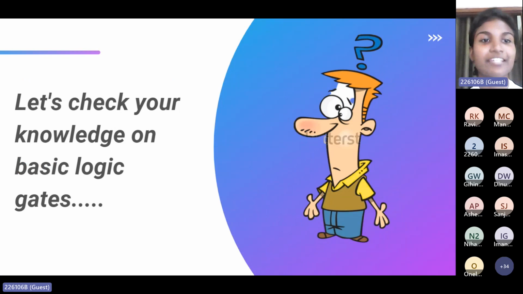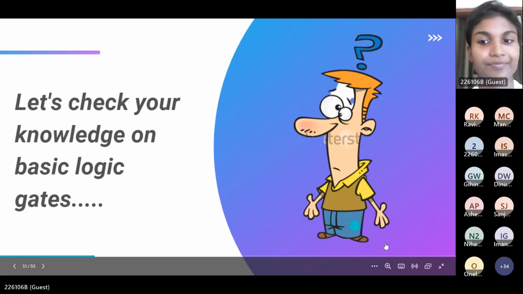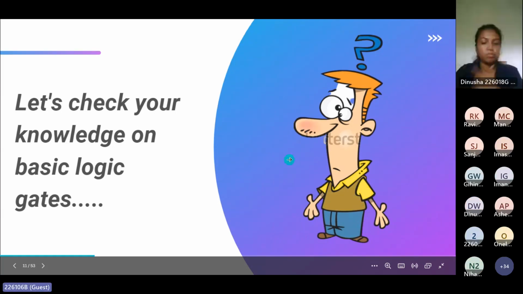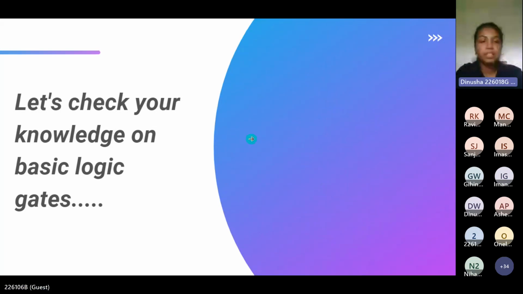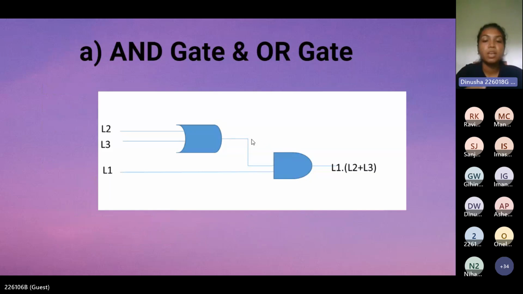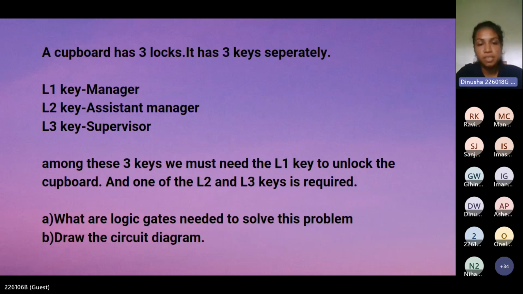So now, let's check your knowledge on the basic logic gates. Thank you, Senali. Let's do a question based on these three basic logic gates.